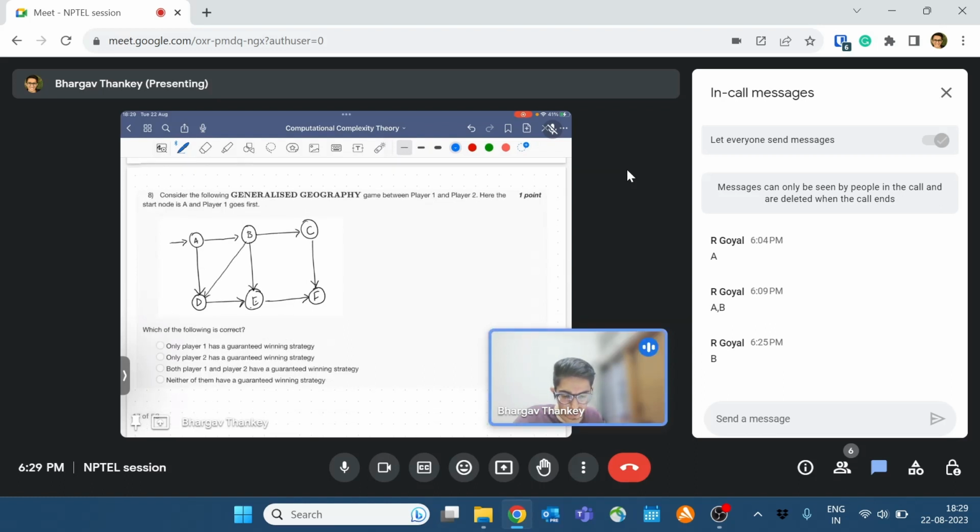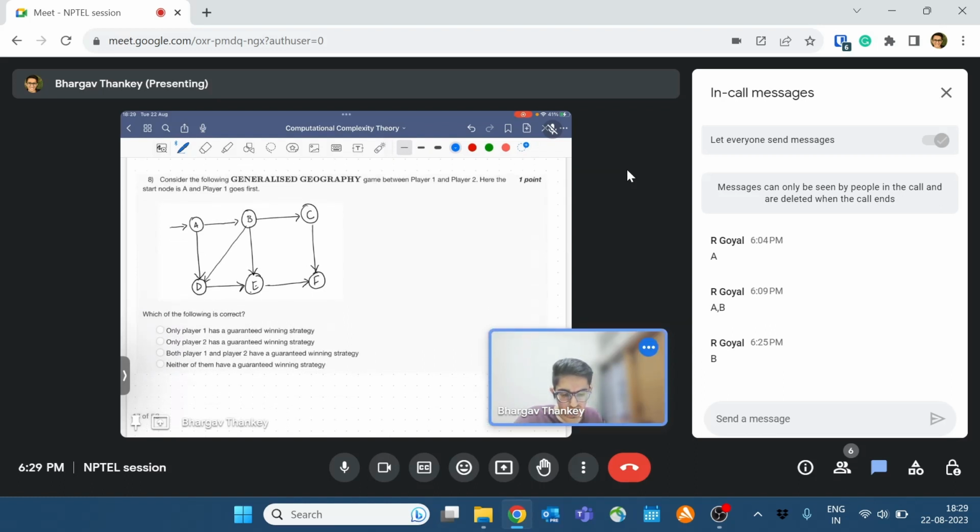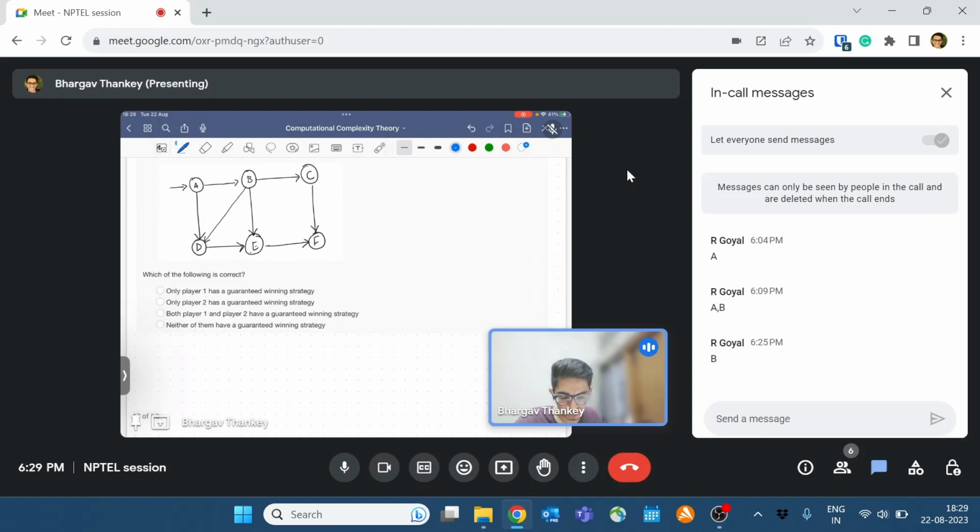Okay, so the next problem is: consider the following generalized geography game between player 1 and player 2. I'll just call them P1, P2. Here the start node is A and player 1 goes first. Then which of the following is correct?